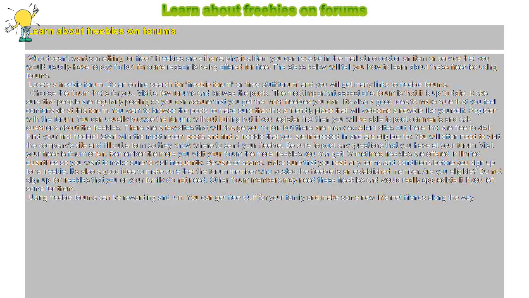Learn about freebies on forums. Who doesn't want something for free? Freebies are either a physical item you can receive in the mail at no cost, or an item or service that you would usually have to pay for but for some reason is being offered for free. The steps below will tell you how to learn about these freebies using forums.